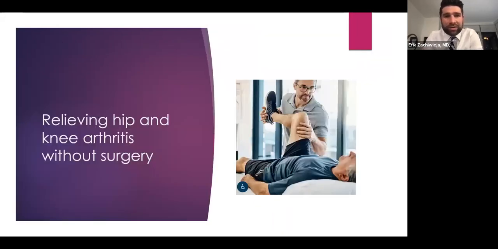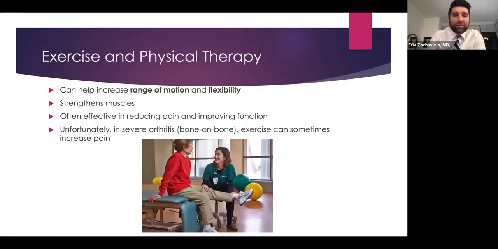Okay, so first of all, how can we relieve hip and knee arthritis without surgery? So how can we manage the symptoms to improve patients' quality of life and restore function? First and foremost, the number one thing we always recommend is exercise and physical therapy. Exercise and physical therapy help increase the range of motion of the joints and improve flexibility. And it can be quite impressive how significantly that can really improve the symptoms associated with osteoarthritis. So particularly in early to moderate stages of arthritis, physical therapy and regular exercise is very, very important. And so that involves strengthening the muscles as well as improving range of motion and flexibility. And in turn, that oftentimes does relieve pain and improve function.